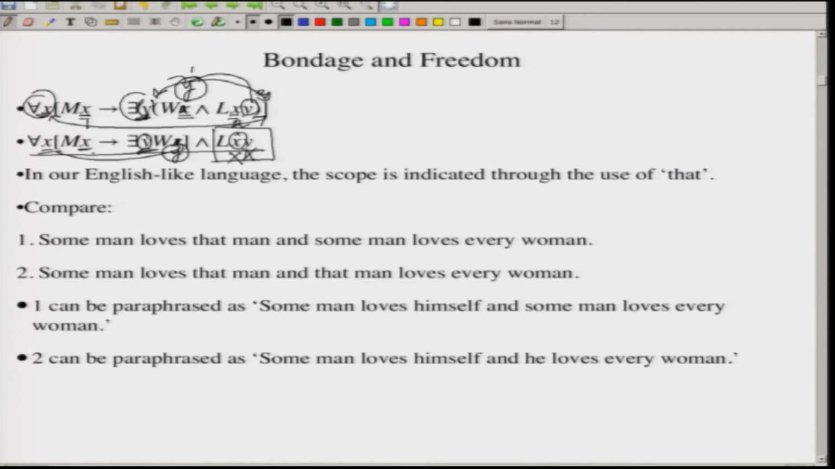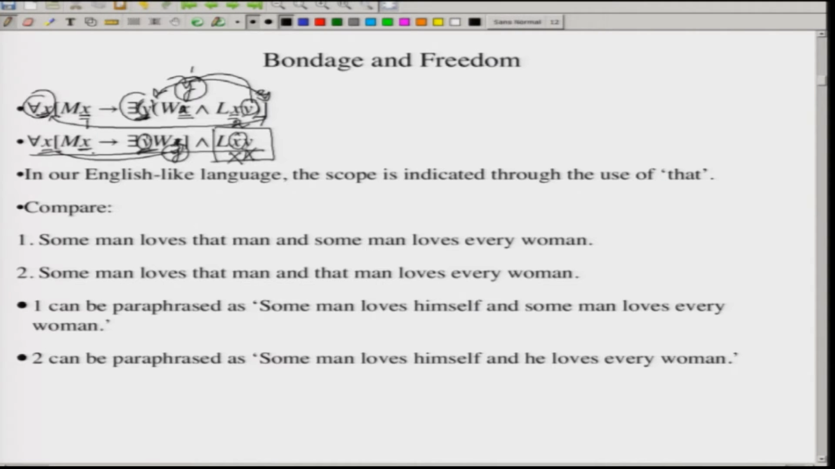So, we understand that as far as the artificial language is concerned, binding, or rather the scope of a quantifier, is represented or shown through bracketing.